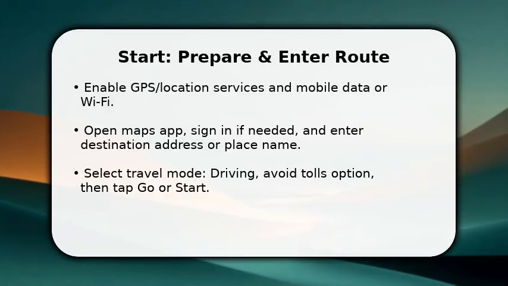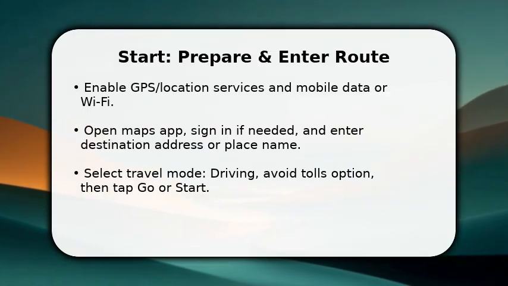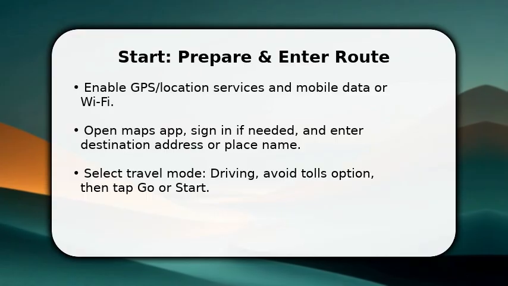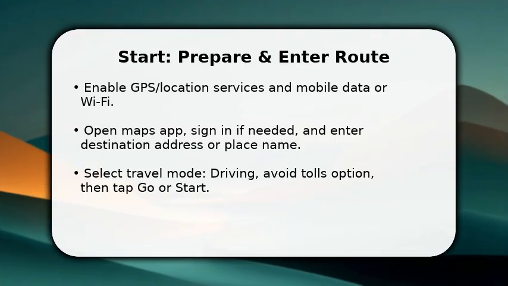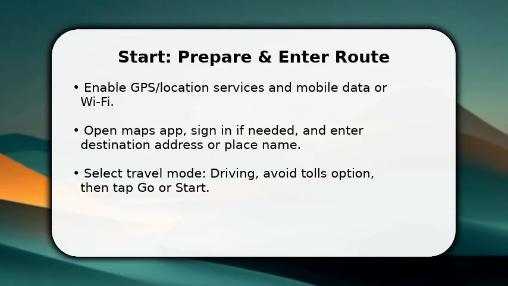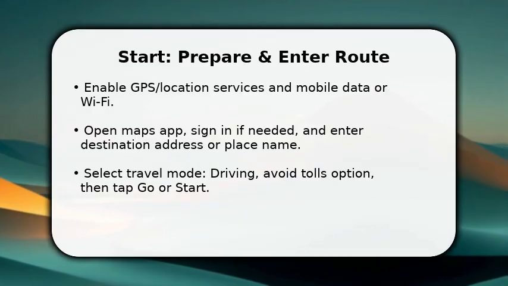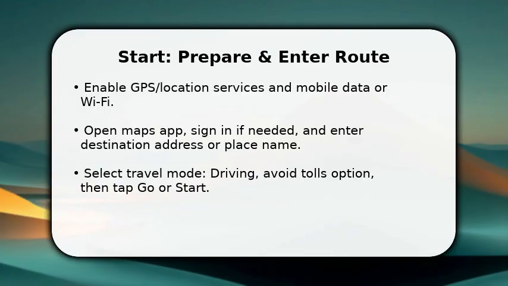You begin by making sure your phone's location and data are on, and the Maps app is up to date. Next, type the exact address or select a saved place. This reduces ambiguity. Once done, choose driving as your mode and set preferences like avoid tolls or highways. Tap Start or go to Calculate Routes. You're now in the navigation flow.